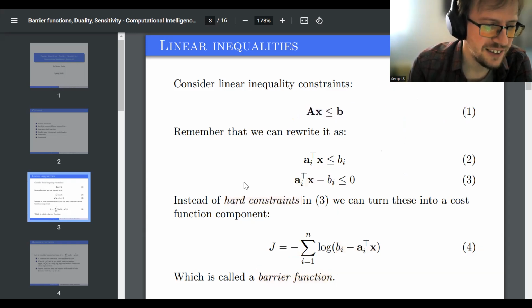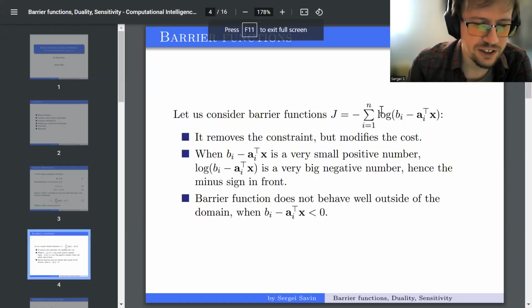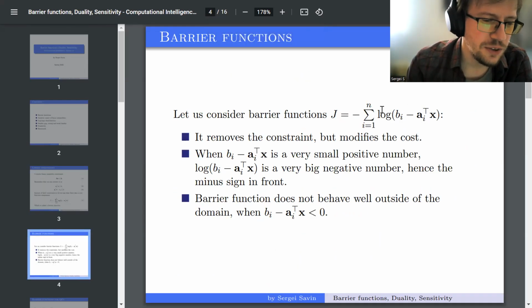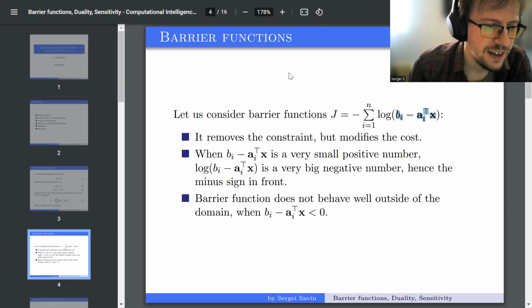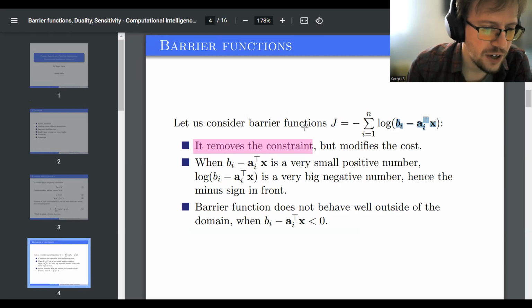Now, next, let us just look at it a little bit. So if we replace our linear cost with a barrier function, what we achieve is the following. We remove a constraint, but we also modify the cost. Okay, so the cost is going to be different.